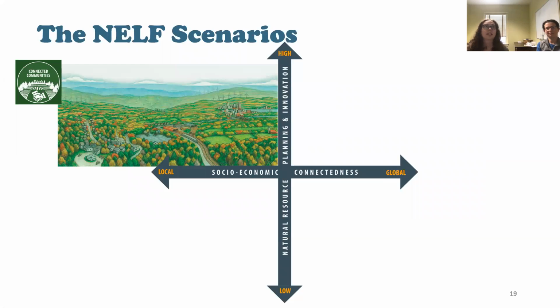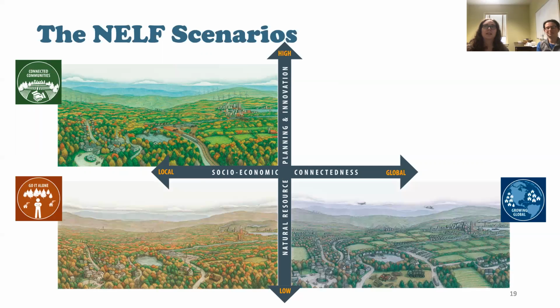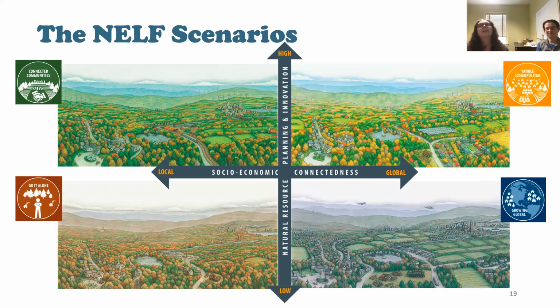And so what came out is Connected Communities, which is a scenario of local connectedness and high planning; Go It Alone, local connectedness and low planning; Growing Global, global connectedness and low planning; and Yankee Cosmopolitan, global connectedness and high planning. So each of these scenarios is a story.